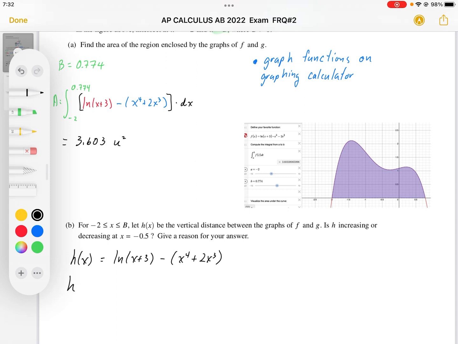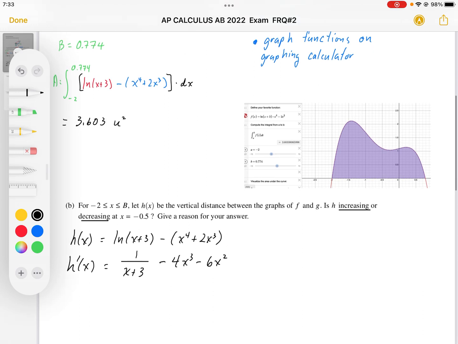So we're going to find whether it's increasing or decreasing. Increasing or decreasing means the rate of change, or h prime. So we want h prime. We're going to differentiate that function. We're going to get 1 over x plus 3 minus 4x^3 minus 6x^2. And then we're going to evaluate this derivative at -0.5.